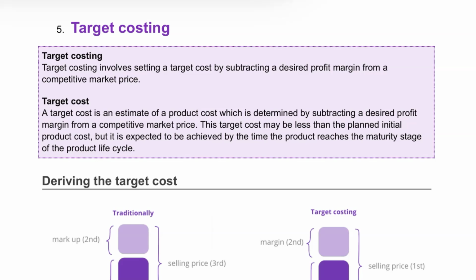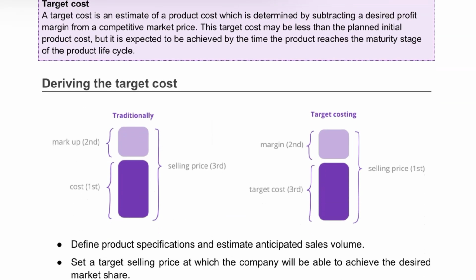deviating from traditional costing. Because here we are talking about, first of all, identifying the selling price we want to charge our customer. How much do we want to charge our customer in terms of the selling price? So in a traditional costing, we first identify the cost. Then we identify the margin or the markup. Then we identify the selling price.